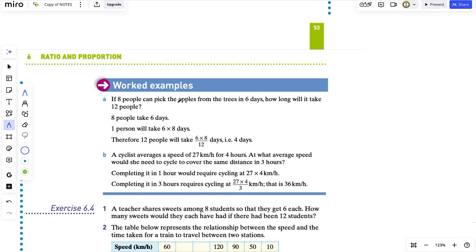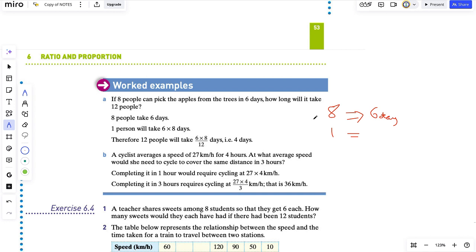If 8 people can pick the apples from the tree in 6 days, how long will it take 12 people? For inverse, you write: 8 people pick apples in 6 days. Inverse just has one straight way of doing it. Then we normally use the unitary method: one person will do it in how many days? 8 people do something for 6 days. You see how it makes sense. You brought 8 people to pick apples on your farm, and they do the job for 6 days.